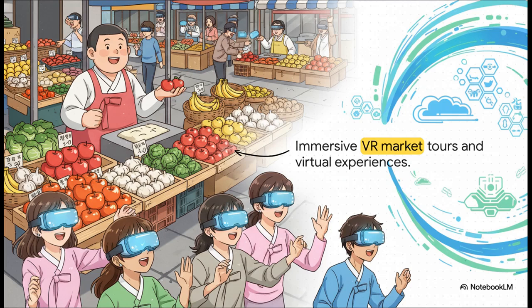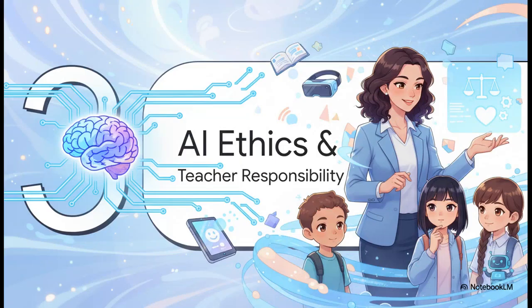They aren't just memorizing vocabulary for fruits and vegetables anymore. They are virtually walking up to a vendor. You are entirely transforming their learning environment. Which brings us to part 3.